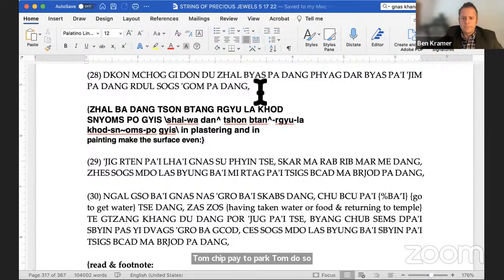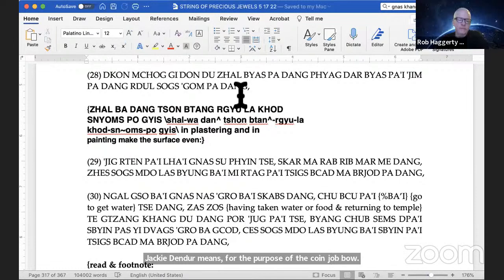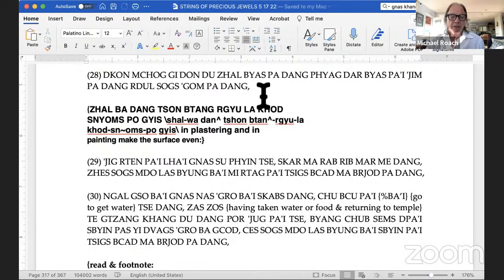Yeah, this is an unusual one, okay? Koinchoki dundu means for the purpose of the koinchok, the three jewels. Yeah, the three jewels. You are maybe plastering a painting, a mural on the wall, or a statue. You are fixing a statue. Let's say you are using paint or glue to fix a statue or a painting.